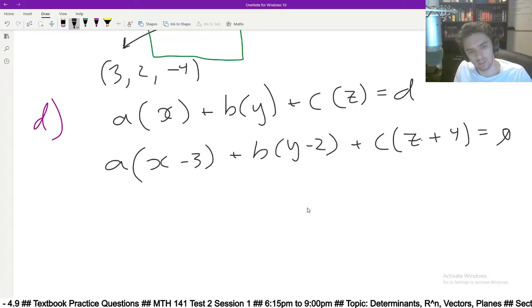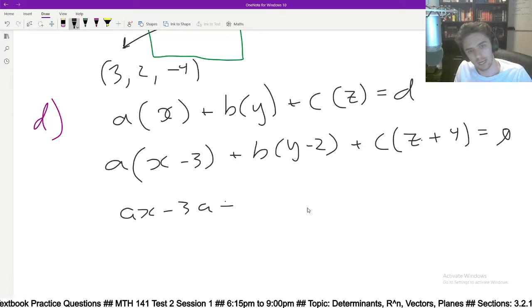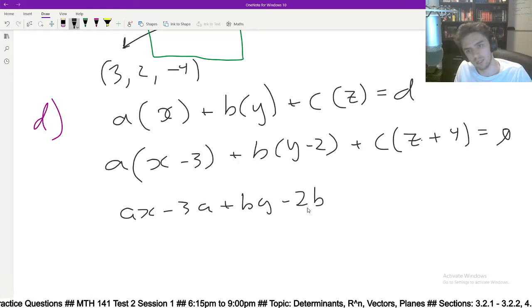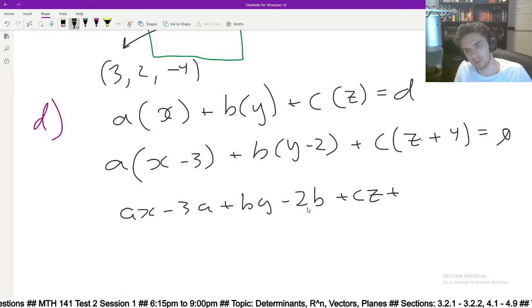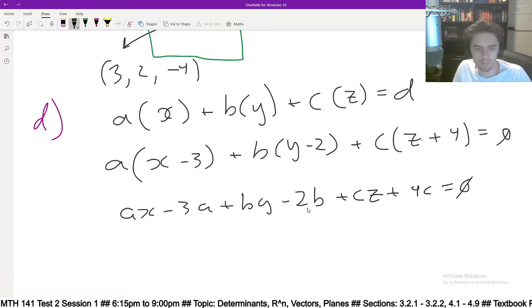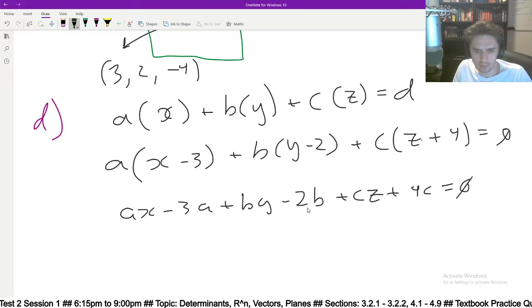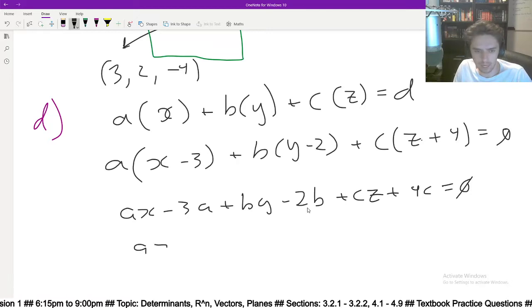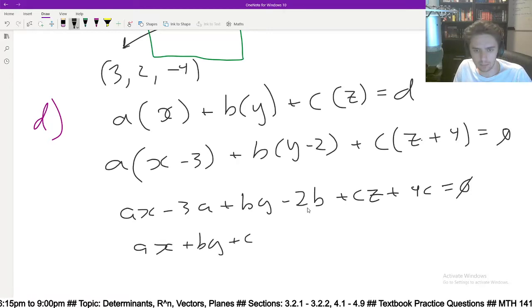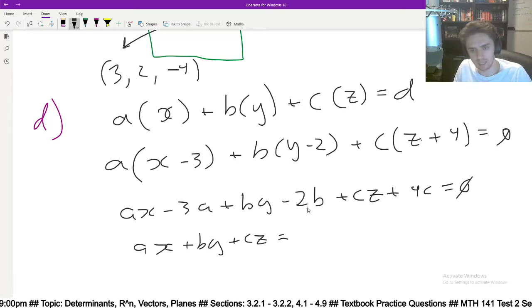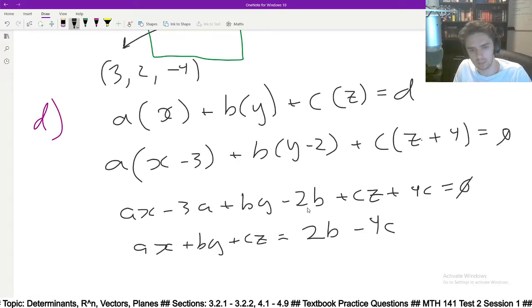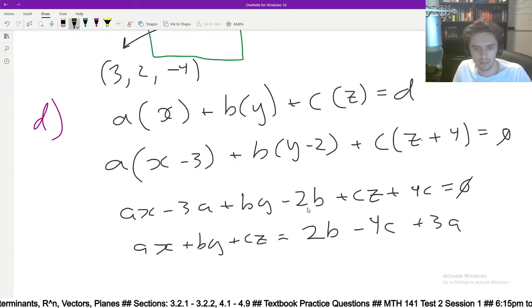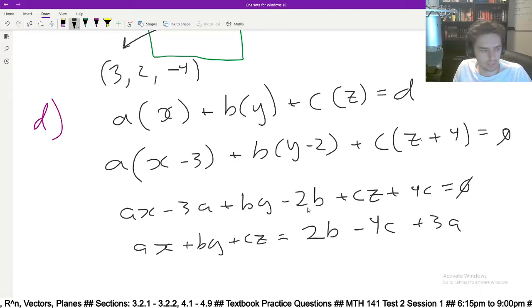Now I can just start multiplying in. So ax minus 3a plus by minus 2b plus cz plus 4c equals 0. Then I just want the ax plus by plus cz, so ax plus by plus cz equals, and move everything else to the other side. So 2b minus 4c plus 3a, and that looks like it should be it.